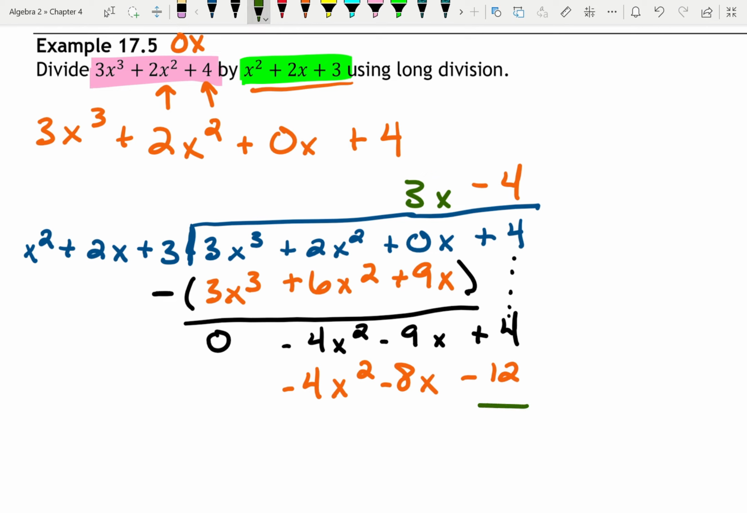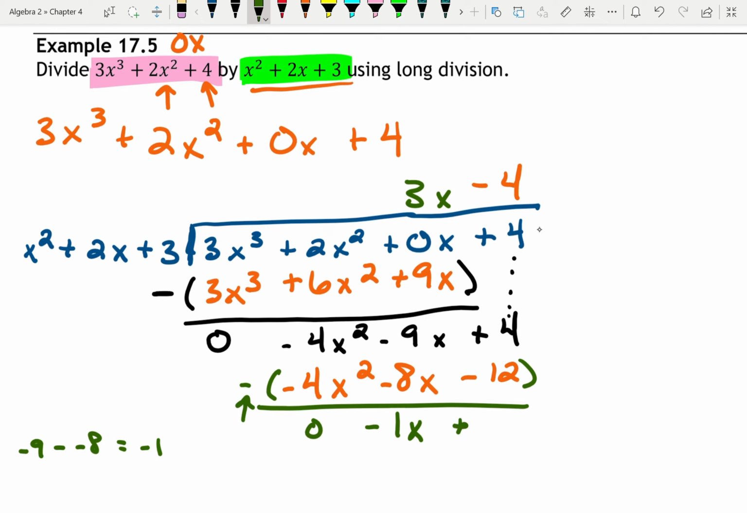Now, like before, I want to subtract these. And the parentheses there are important because this negative here belongs to all three terms. So we have to do negative 4x squared minus negative 4x squared, so that's going to give me 0x squared. And then negative 9, I'm going to write it over here, negative 9 minus negative 8, that's going to give me negative 1. So negative 1x. And then 4 minus negative 12 is going to be plus 16.